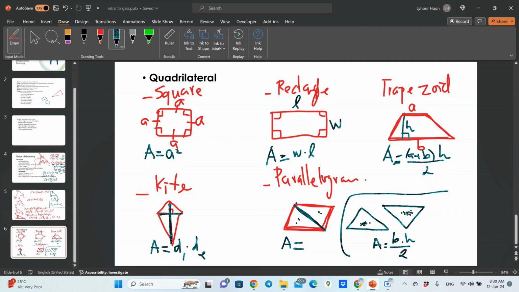I'm going to assume it's base times height times two, or is it just base times height? Base times height only, because the area of a parallelogram, since the parallelogram is two equal triangles, should be two times the area of a triangle. But we know that the area of a triangle is base times height divided by 2. So we can simplify the 2 and we only have base times height.